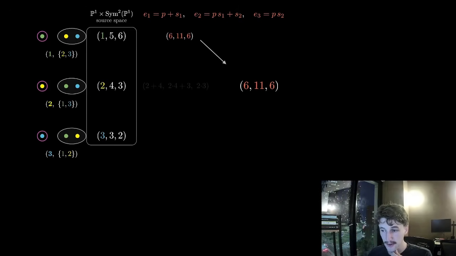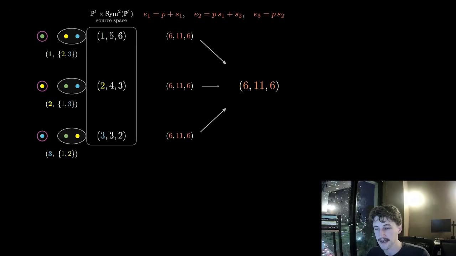So when we plug in these coordinates, we get 6, 11, 6 for the top one, 6, 11, 6 for the middle one, and 6, 11, 6 for the bottom one. So take a second to note that the source space before the transformation is P1 times Sym2 P1, so that's one dimension plus two dimensions, and then the target space is P3, and that's 3 dimensions. So that's a transformation with 3 dimensions in and 3 dimensions out, where multiple inputs map to the same output.